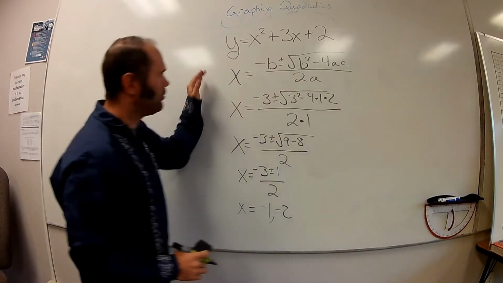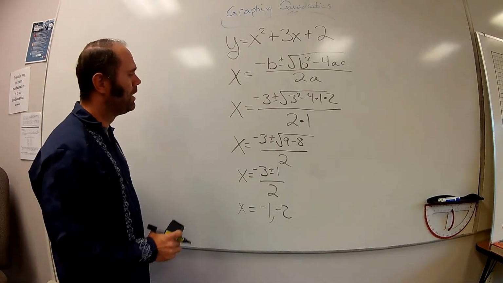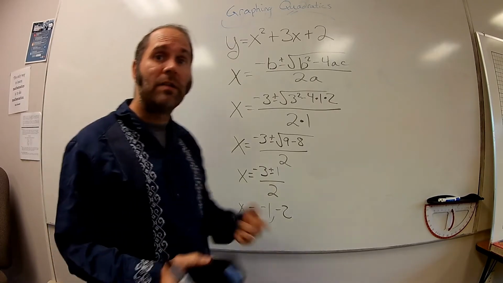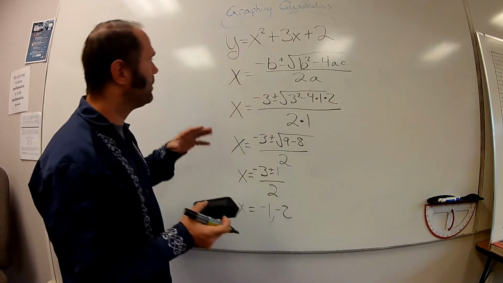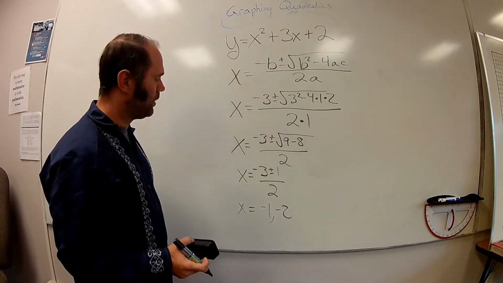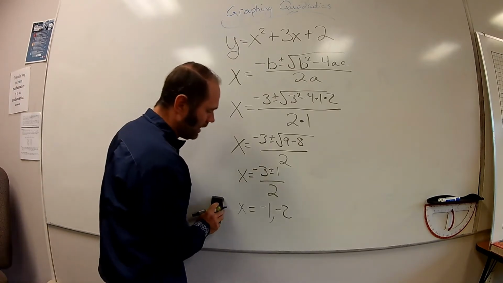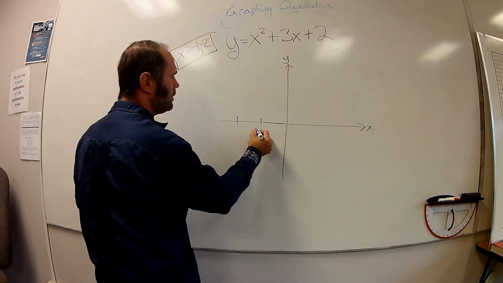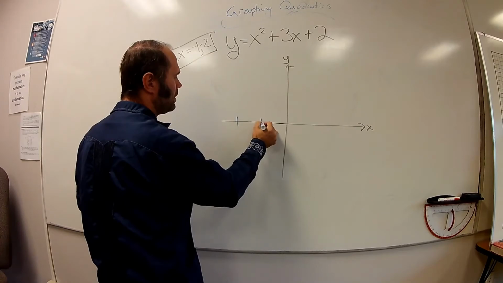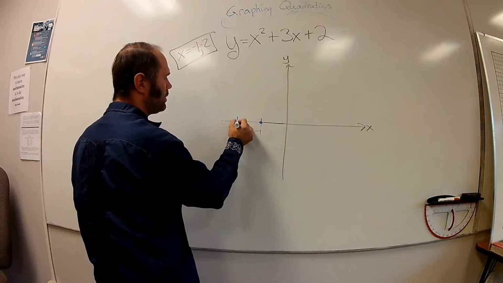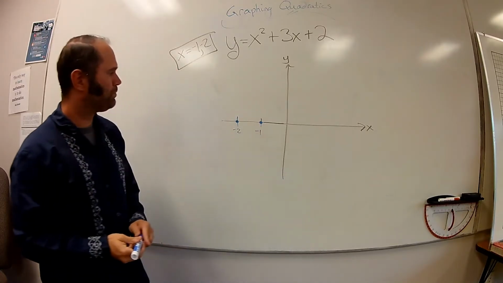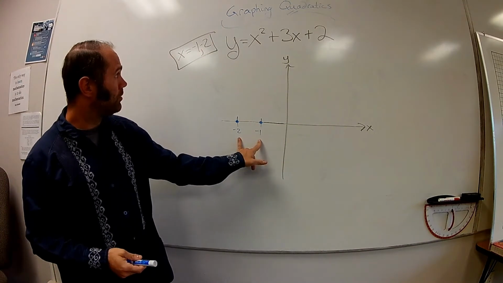So you definitely want to show your work while you're doing these problems. This would be side work on top of the graph. So you're going to be doing the graph as well as showing your work. So x is negative 1 or negative 2. Negative 1, negative 2. There we go. So we've got our two solutions.